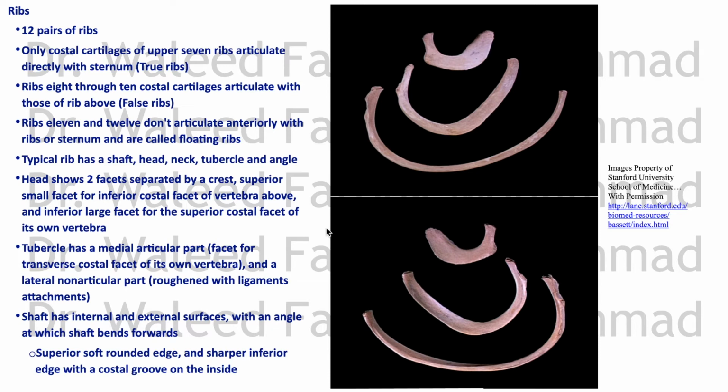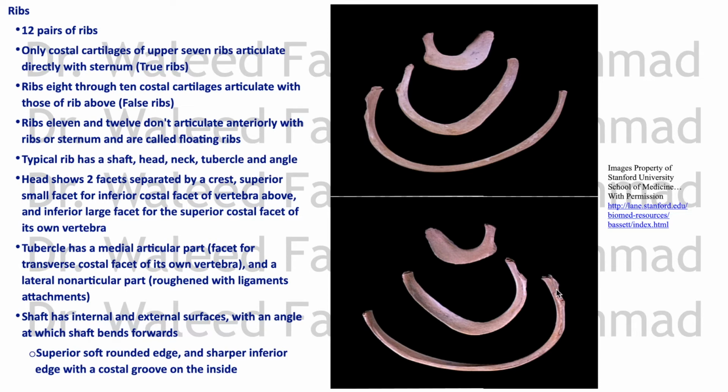So we have true ribs, we have false ribs, and we have floating ribs. Every rib has a head that shows two facets for articulation with a crest in between. This crest is attached to a ligament that attaches the rib to the intervertebral disc.